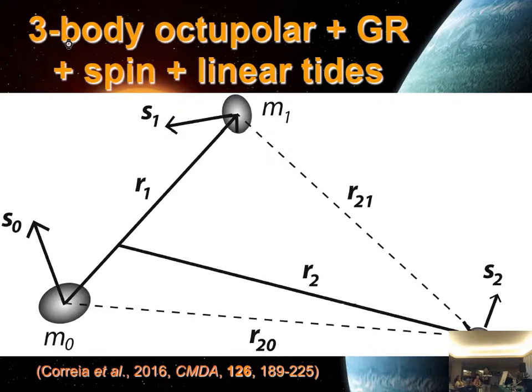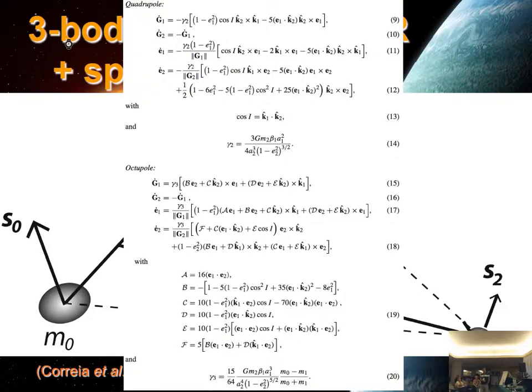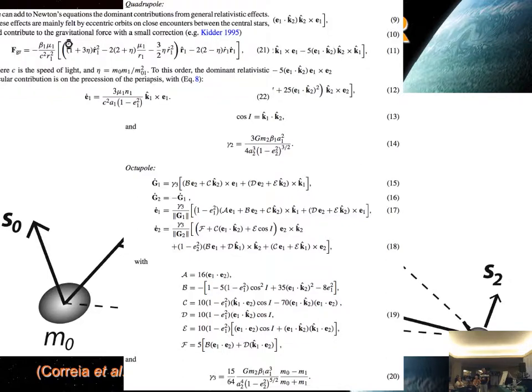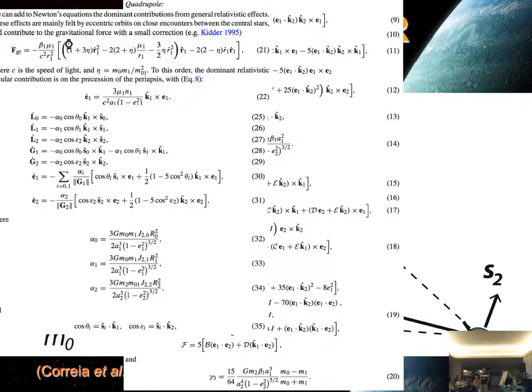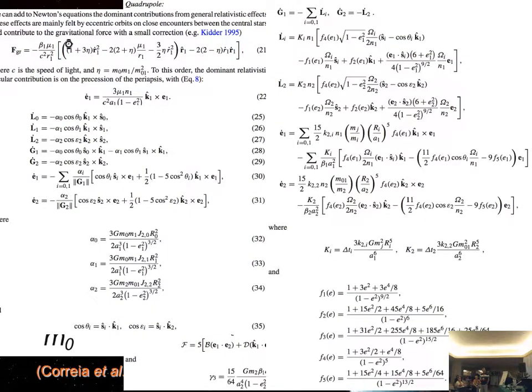So this is the model. We have a three-body octupolar approximation for the gravitational interaction. We also put general relativity corrections because the stars are very close together. We put the spins for all the three bodies and use the linear tidal model for tides. It's the simplest one, but for gaseous planets, as we showed you before, and in stars, we expect it to be a very good approximation. Since you like equations in this meeting, I put all the equations for the three-body interactions, quadrupolar, octupolar, general relativity corrections, spin evolution for all the three bodies, and finally tidal evolution.